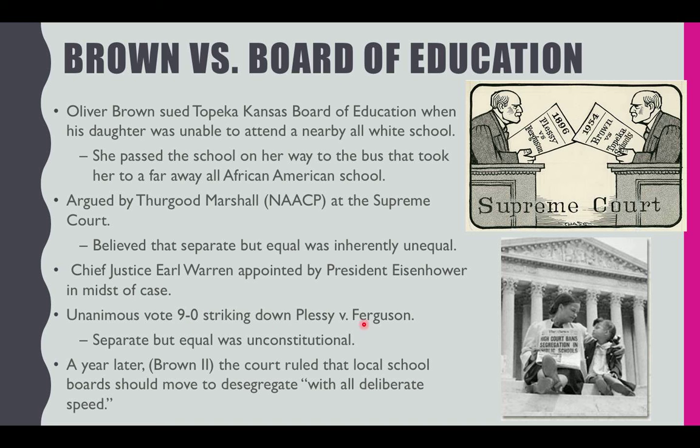And what they ultimately do is strike down Plessy versus Ferguson. And the court says separate but equal was unconstitutional. A year later, we're going to see the court rule in a second case of Brown against the Board of Education that local school boards have to desegregate with what we call all deliberate speed, so that these kids can start going to school at a school near them, not based on what color their skin was.